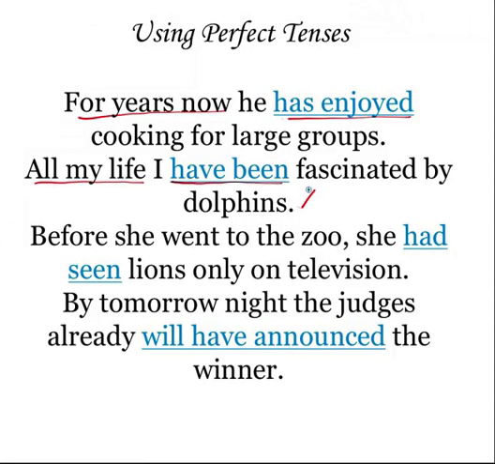Before she went to the zoo, she had seen lions only on television. Your clue here was went. We're talking about an event that happened before a past event. So, past of the past, past perfect, had seen. By tomorrow night, the judges will have announced the winner. Again, your clue here was by tomorrow night. We're talking about an event that will be completed as of a future point, so we use the future perfect, will have announced.